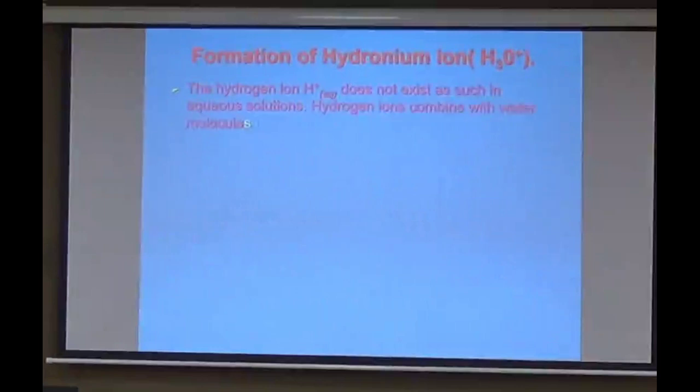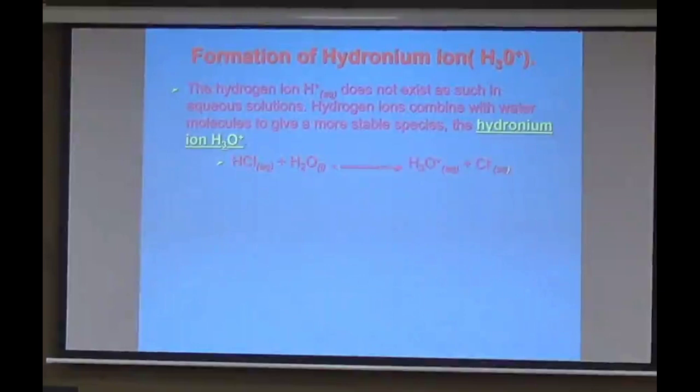Now, next we see how hydronium ion is formed. So you all know when acids are placed in water, they result in formation of hydrogen ions. Now, these hydrogen ions are not capable of independent existence in aqueous solutions. So what do they actually do? They combine with water molecules to give more stable ions, which are called hydronium ions.